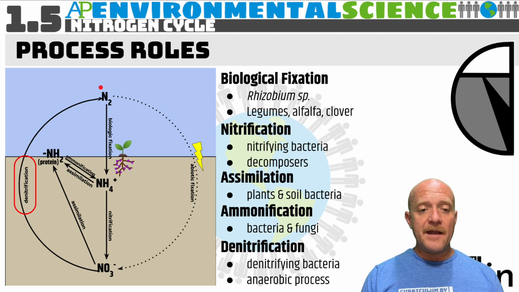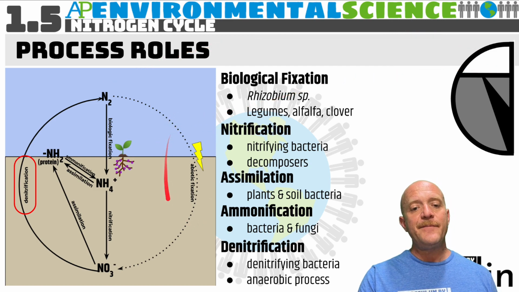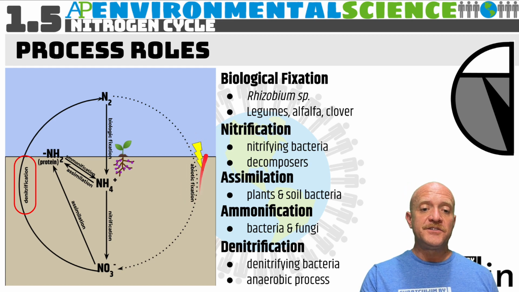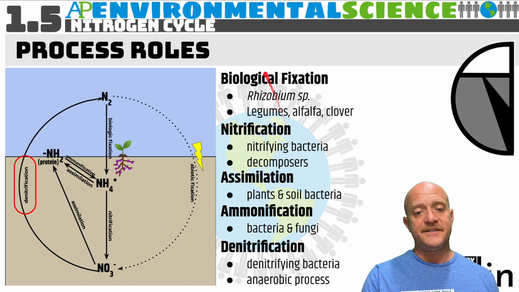So one thing that is not mentioned in this diagram is abiotic fixation. And abiotic fixation occurs when nitrogen in the atmosphere is converted directly to nitrate. And that is usually from anything that is very high energy, like lightning strikes. So anytime you have a lightning strike, you can have that converting atmospheric nitrogen directly into nitrates. But again, that is not part of this diagram that I've shown you. You oftentimes will not see it in a printed out diagram.